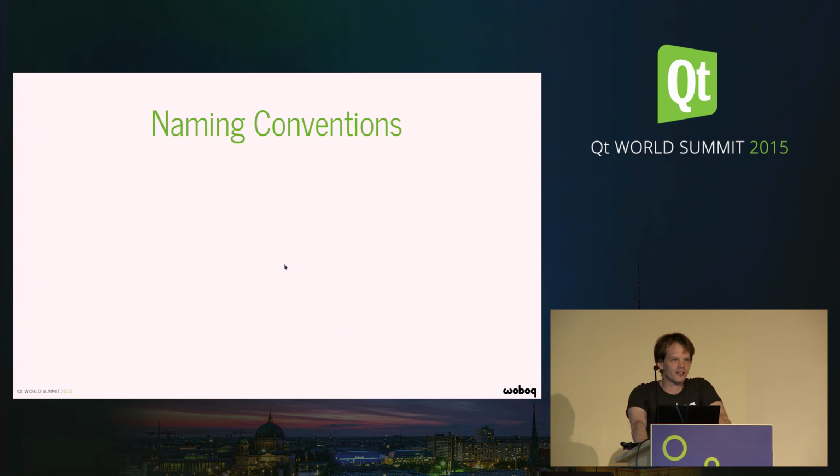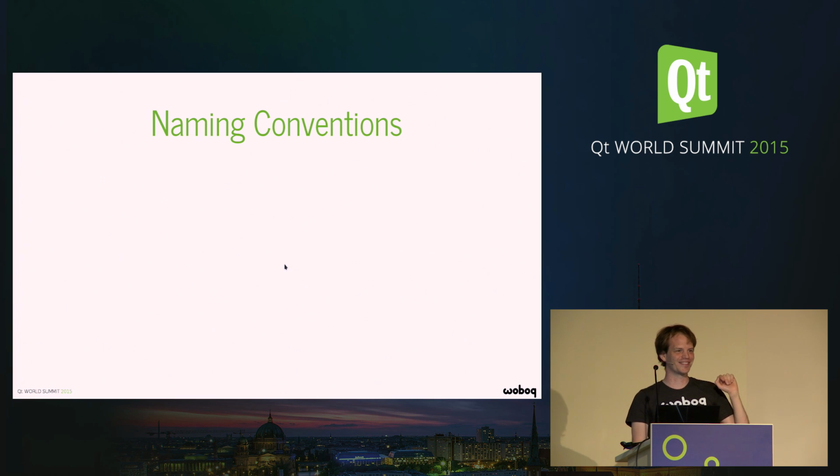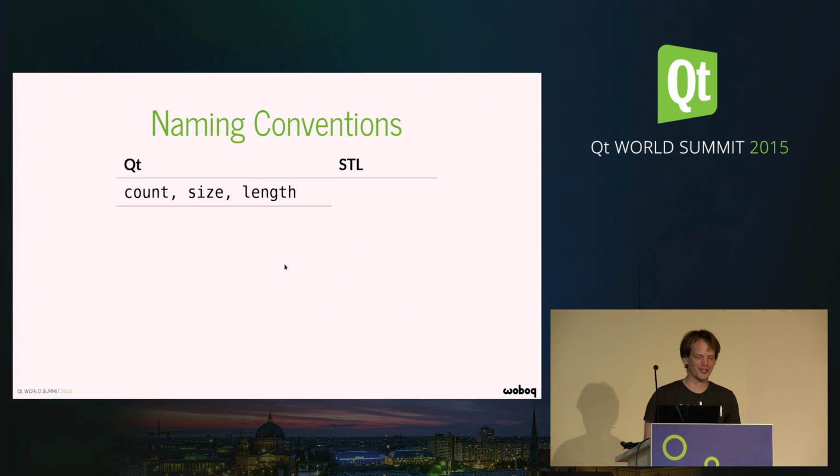Another thing is the naming convention. Say you have a vector with a number of elements. How do you get the number of elements in a vector with Qt? Which function do you call? Sorry? Length, yes. Any other? Size. There is a third one. Yes, so there are 3 options.